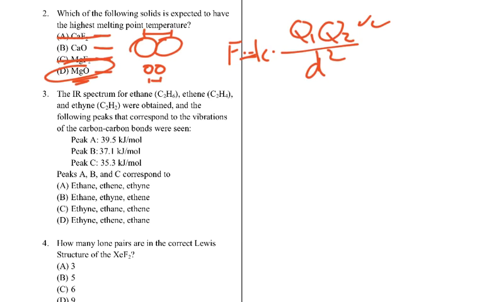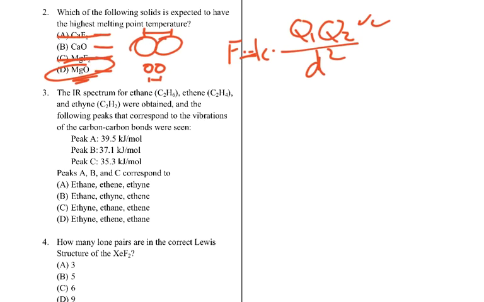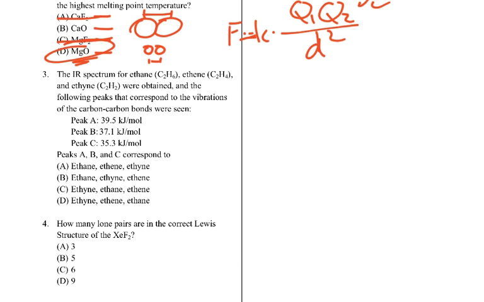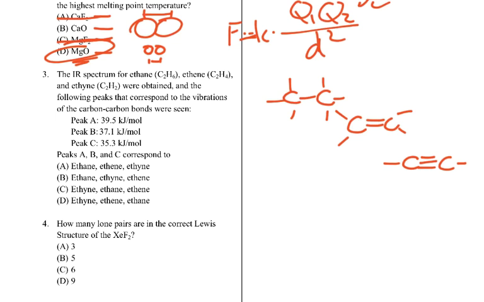Okay, for the infrared spectrum for ethane, ethene, and ethyne, we should recognize that we're talking about ethane. We're talking about a single bond between a couple of carbons. Let me try one more time. We have a single bond between those carbons, so 1, 2, 3, 4, 5, 6. If I have ethene, I've got a double bond between those carbons, C2H4. And if I have ethyne, then I've got a triple bond between those carbons, C2H2.